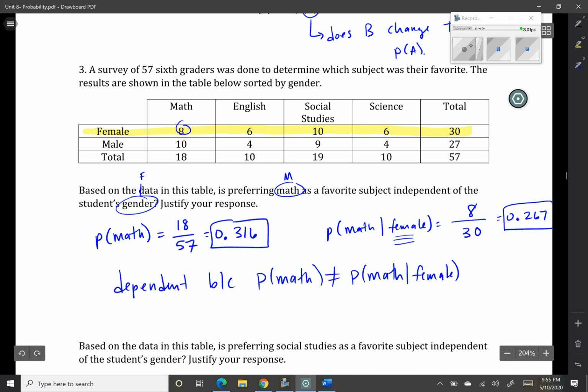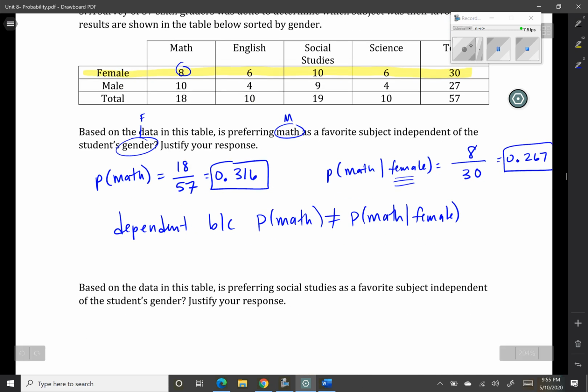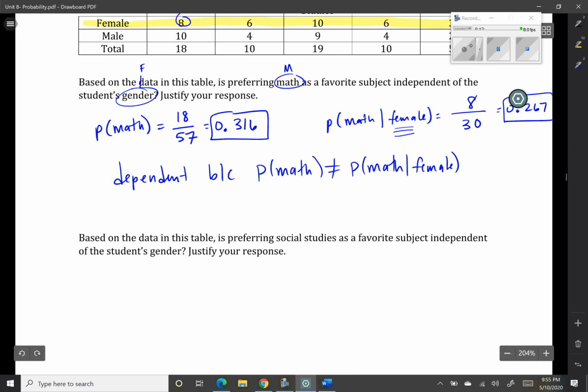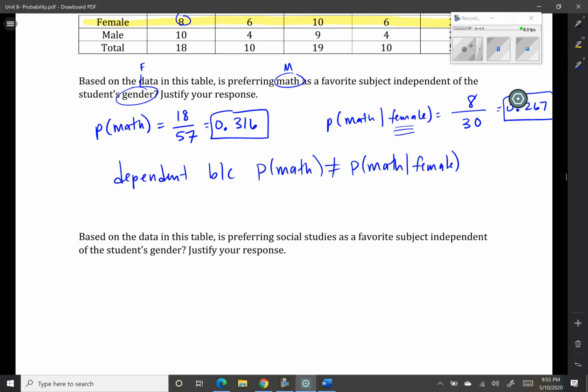Okay, let's try a different subject. Let's try the subject of social studies. So to find the probability of liking social studies being independent of a student's gender, we can say, well, what's the probability of liking social studies? And what's the probability of liking social studies given the fact that you are male or female? Since I did female in the last one, let's do male for this one. Again, it should not affect my outcome of being independent or not.